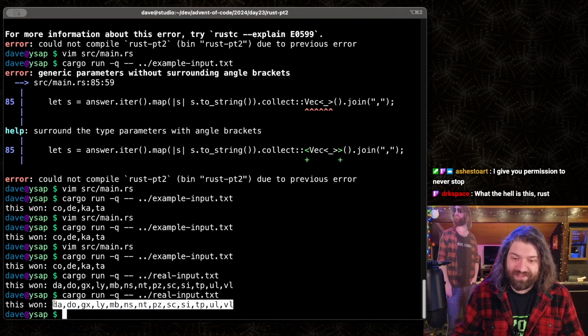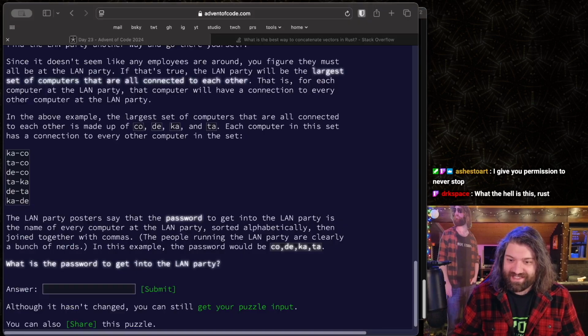I don't know if I'm going to try and do this one in Bash. I'm going to be honest, we might just have to leave this one in Rust.